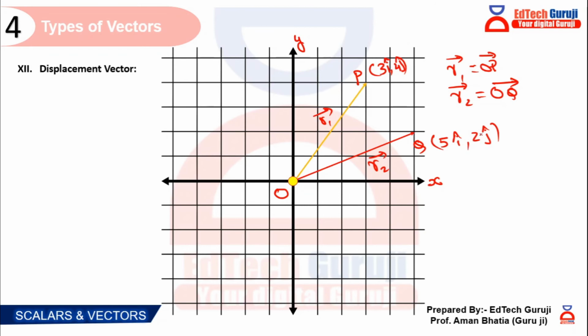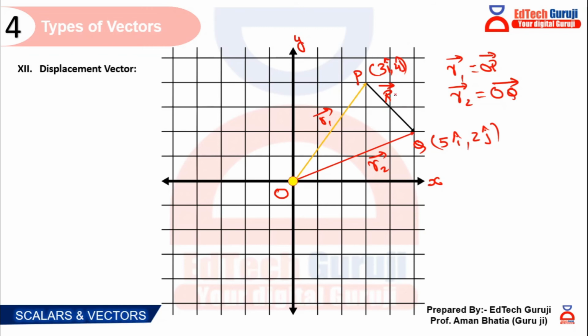So now the body has displaced. The body has displaced from point P to Q. So displacement is the distance between the initial and the final point. This is going to be my resultant vector, which is capital R. R bar resultant, which is directed from P to Q.